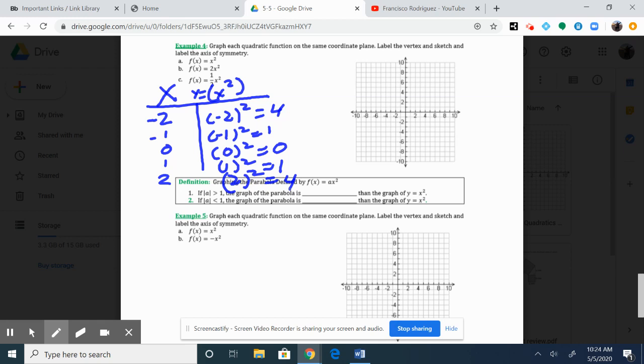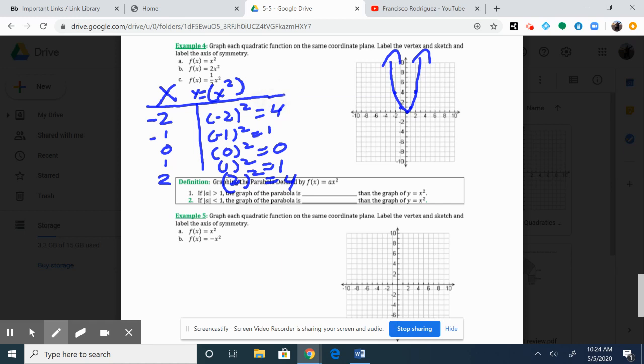And we graph that. So -2 and 4, there's a dot. -1 and 1, there's another dot. 0 and 0, 1 and 1, and 2 and 4. And that's how we get our parabola.